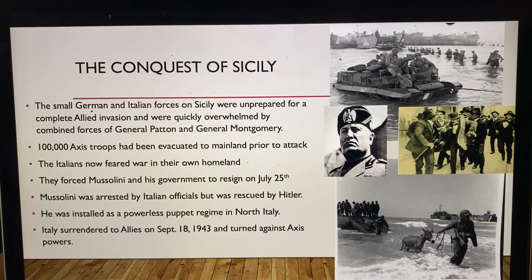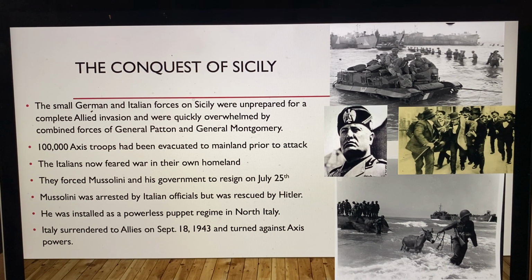So the Italians now feared war in their own homeland. They said, oh no, we are going to be attacked. So they actually mutinied against Mussolini, and they forced Mussolini and his government to resign on July 25th. So the Italians are forcing their own dictator out, right? Mussolini was arrested by the Italian officials, but was then rescued later on by Hitler. If you go on and investigate Mussolini, he actually was executed by his own Italian government later on.